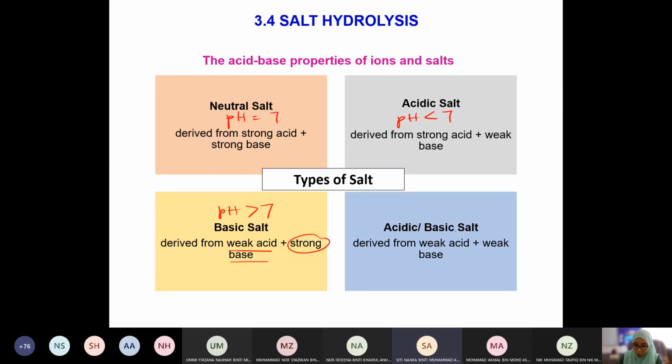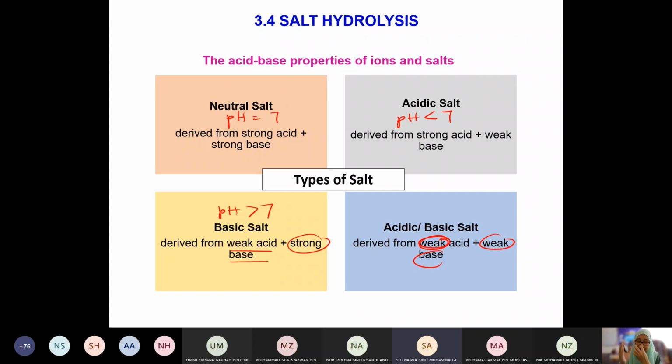And we have acidic or basic salt. This is between weak versus weak, guys. This is not the same as strong versus strong. Strong versus strong will produce a neutral salt, but weak versus weak will not produce a neutral salt, because in terms of weak, you have to consider the Ka and Kb. Strong versus strong has no Ka or Kb to consider, so strong acid versus strong base produces neutral salt.